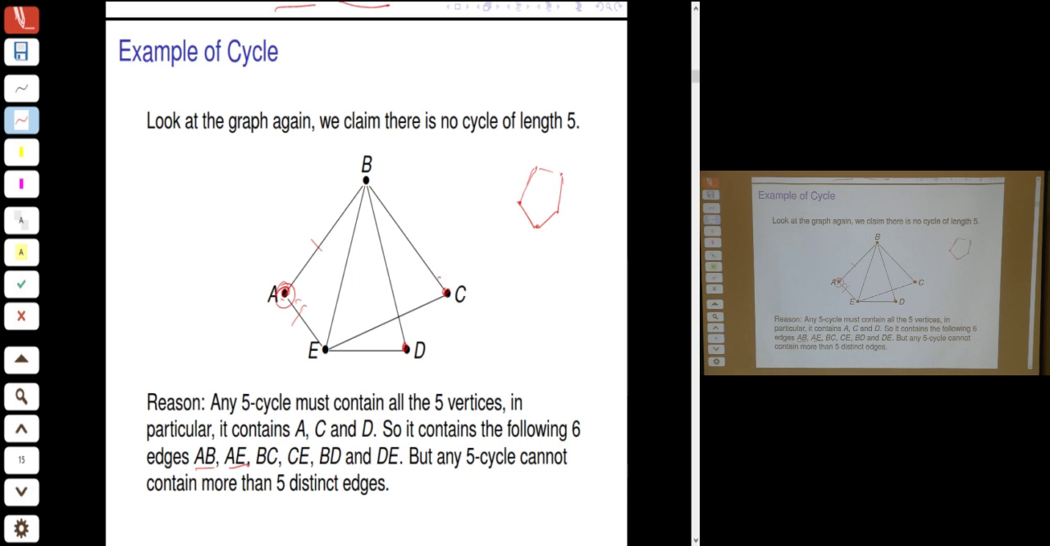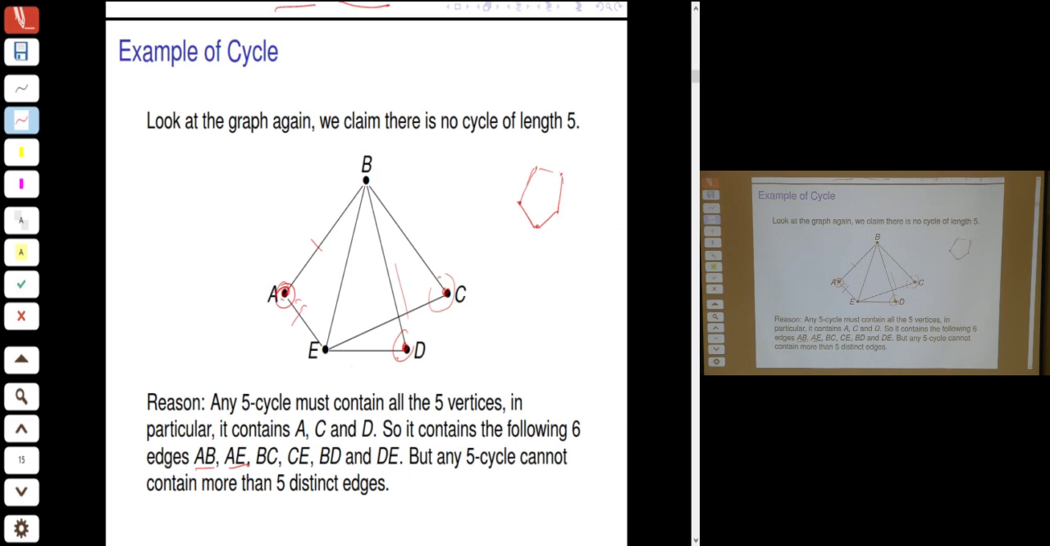Similarly, the same can be said about C. There are only 2 edges which contain C. So the cycle must contain both edges, because the cycle must enter C by one of these edges and exit C by the other edge. The same can be said of D. So the cycle must contain both DE and DB, which are the only 2 edges incident on D.